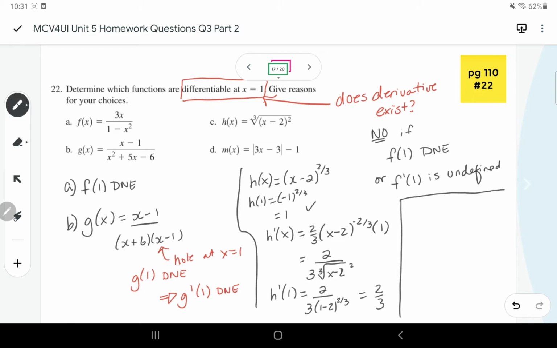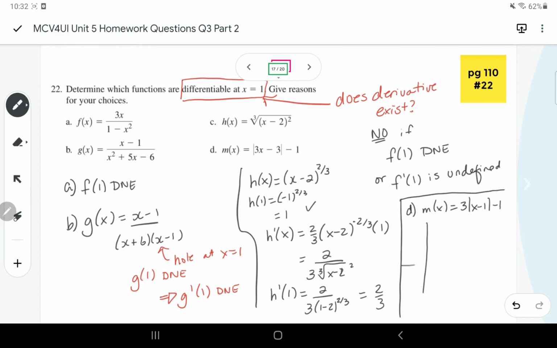The last function, m at x for part D, I would look at this as probably a piecewise function, and you would have to be able to find the derivative of each piece of this. We won't have absolute value functions because we haven't really dealt with those in class, so this won't be covered on your test.